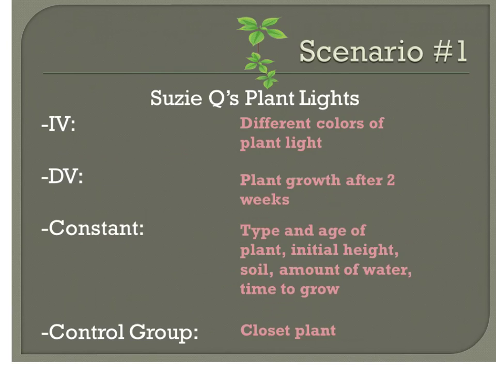For the constant, she's keeping everything about the plants the same other than that. So the type and age of the plants, their initial heights, the soil that they're planted in, amount of water they're given, the time to grow, all of these things that would enable the plant to grow have to stay the same aside from the light that they're put under. Finally, she does have a control group to compare the light growth to, and that would be the plant that's put in the closet. So she'll be able to compare all of their growths to that.